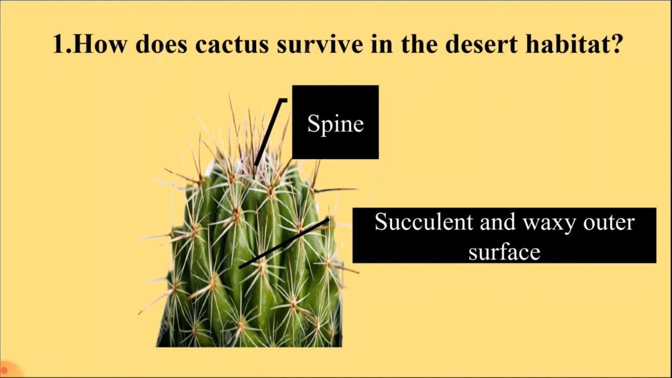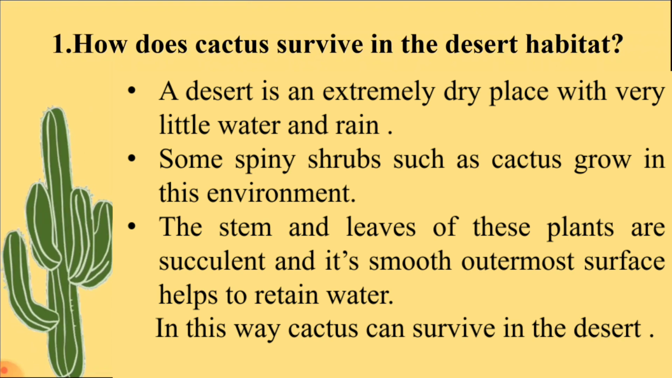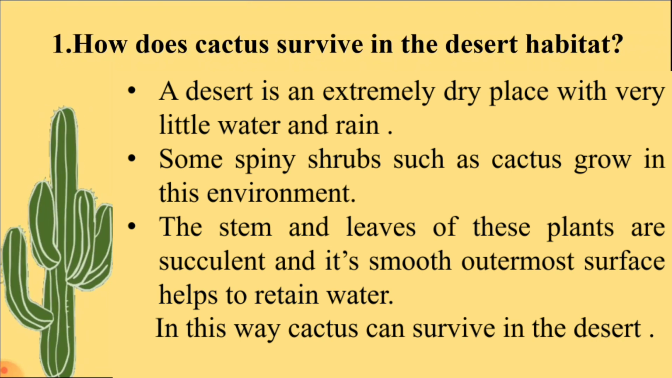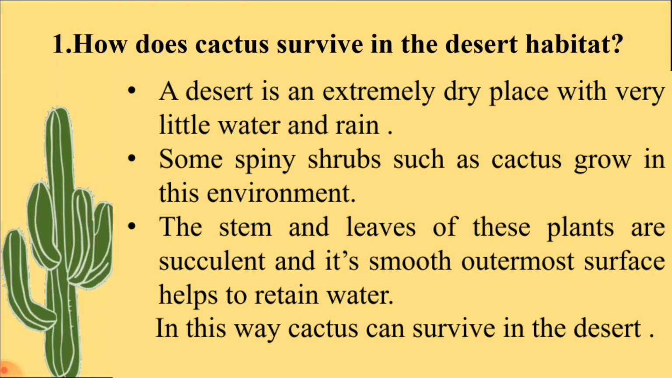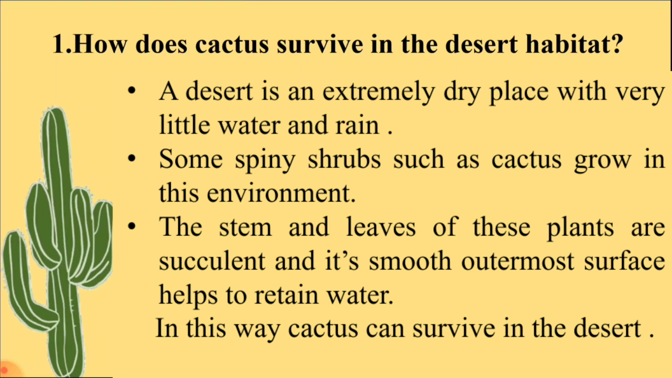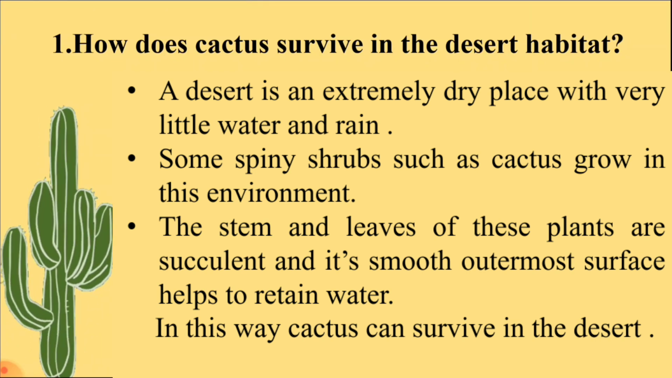So if we gather all this information, then we can write the answer of this question. So let's see how we can write the answer. At first you can tell how the environment of this habitat is. Desert is an extremely dry place with very little water and rain.